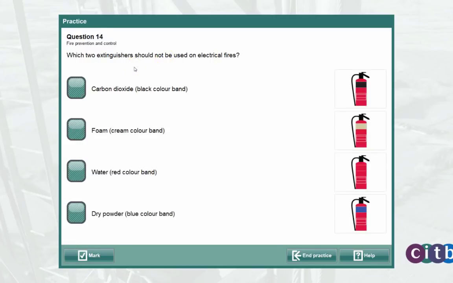Which two extinguishers should not be used on electrical fires? Carbon dioxide, black colour band. Foam, cream colour band. Water, red colour band. Dry powder, blue colour band.